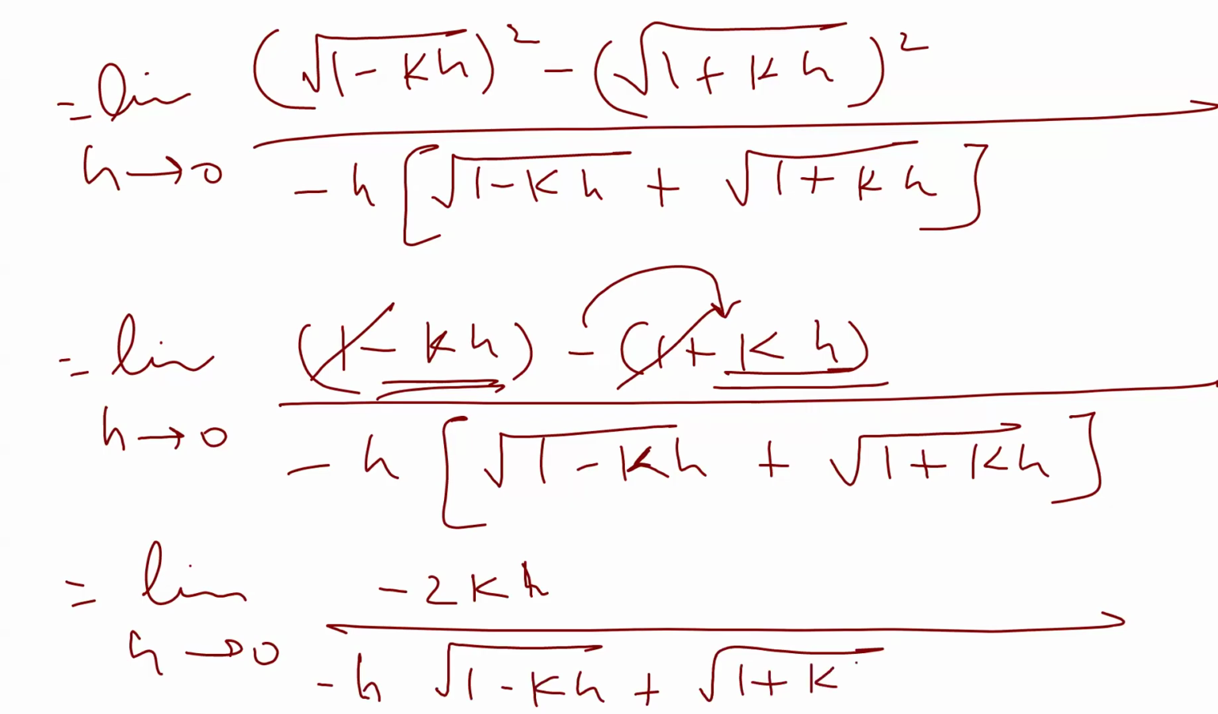So h gone, minus minus gone. Now you can put the value of h as 0. So k into 0 is 0, so 1 minus 0 and 1 plus 0 is 1. Root of 1 plus root of 1, so these two will get cancelled. So that is the LHL final answer. Okay, now we'll start with RHL. I don't skip any step, even if it looks like I'm skipping.